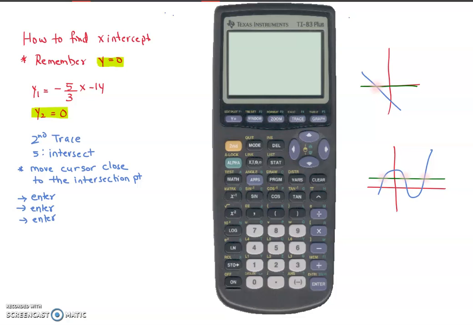So now we're going to learn how to find an x-intercept. Okay, so I have still the equation negative 5 over 3x minus 14 entered and graphed with all the window adjustments done. So now if I want to find my x-intercept, you have to remember that that's when y is equal to 0. So the only place we can put y values is in here.